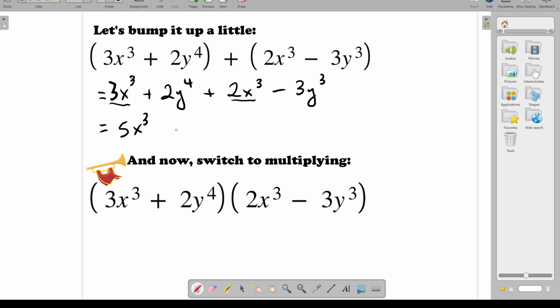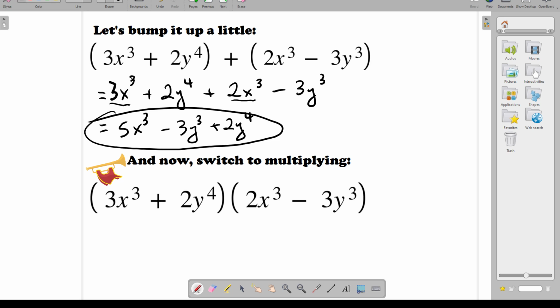Then we have a negative 3y cubed plus a 2y to the fourth. The y cubed and the y fourth don't combine because they are not like terms. They don't have the same variables to the same powers. So this is our answer. But if we take the same two expressions and multiply them, something completely different happens.